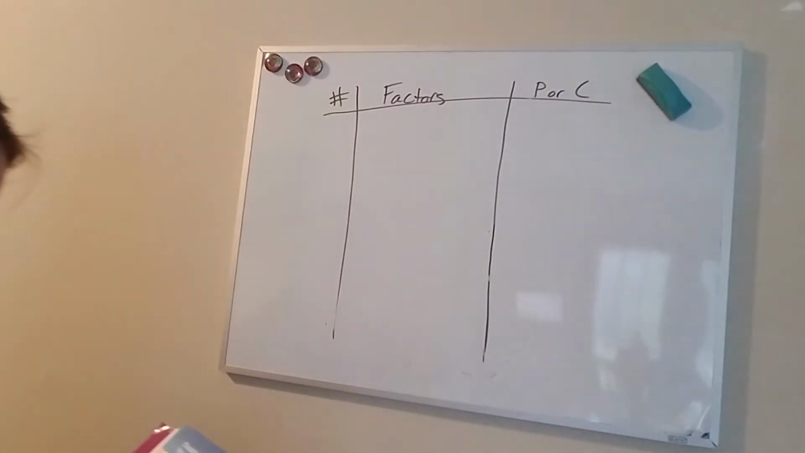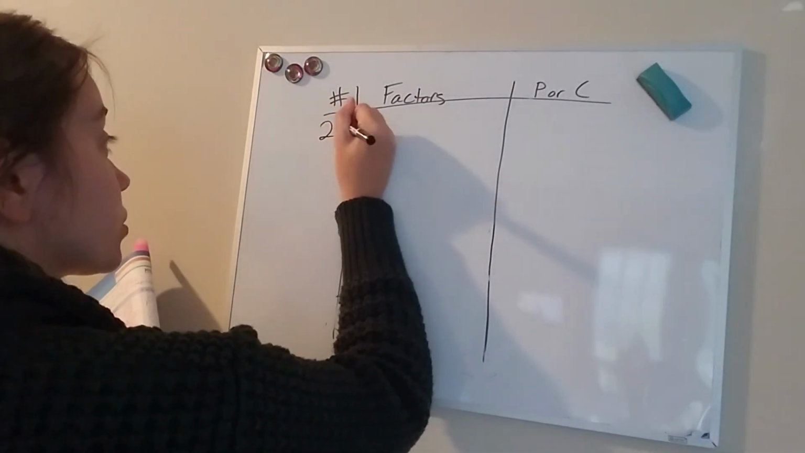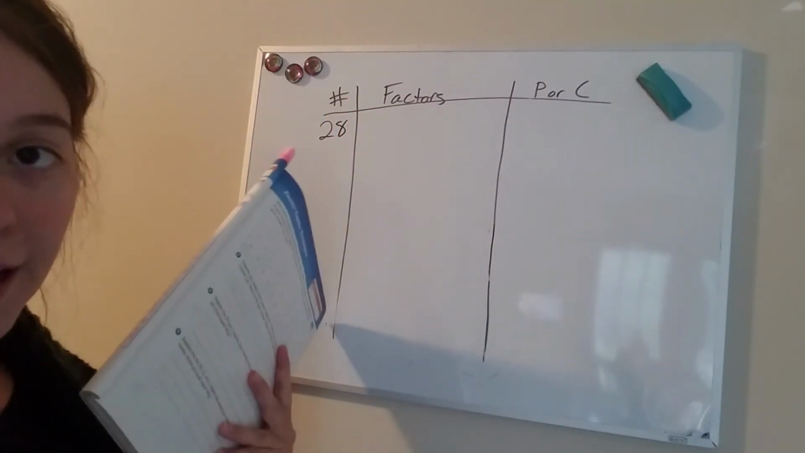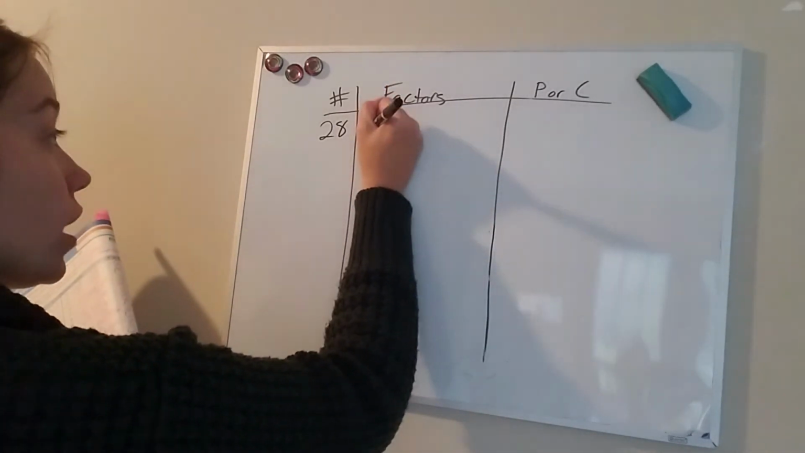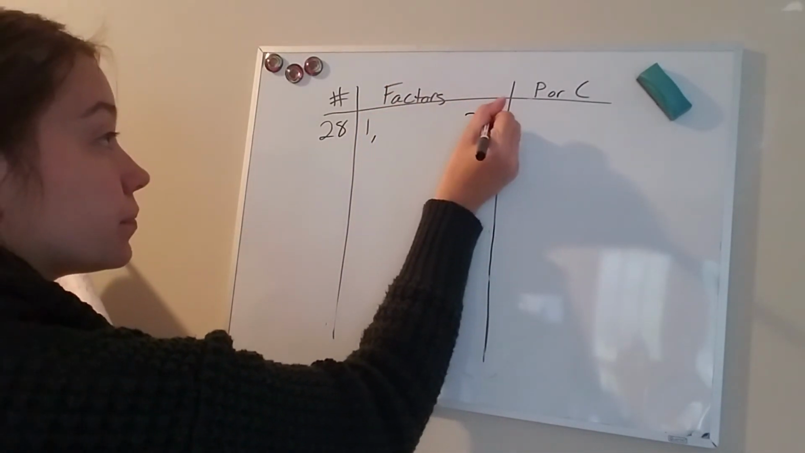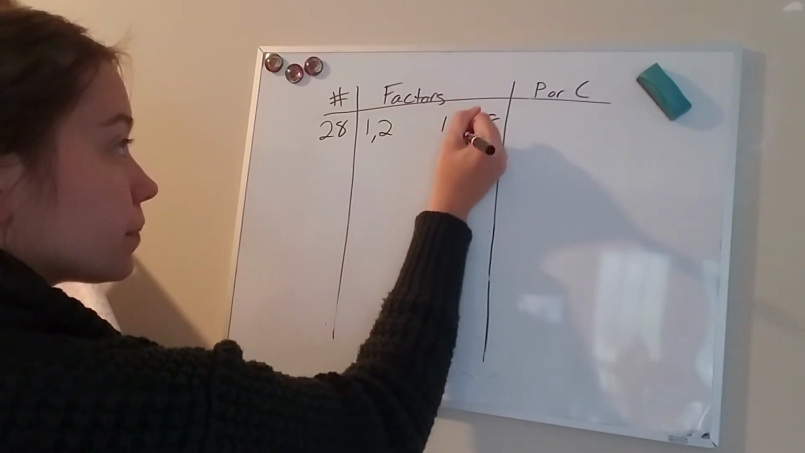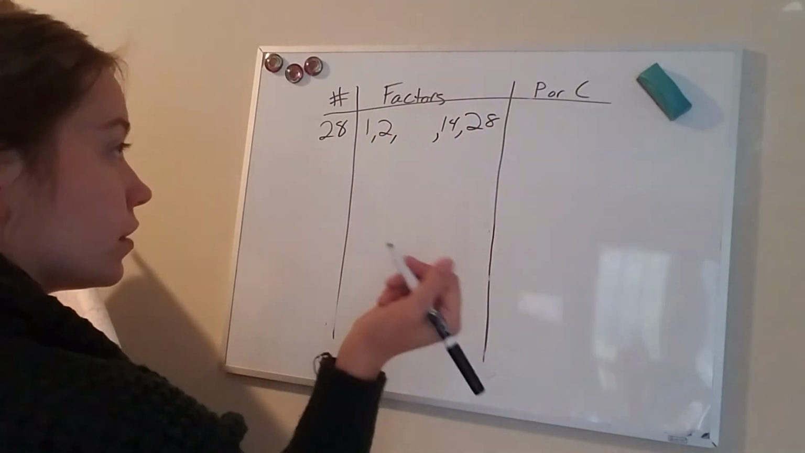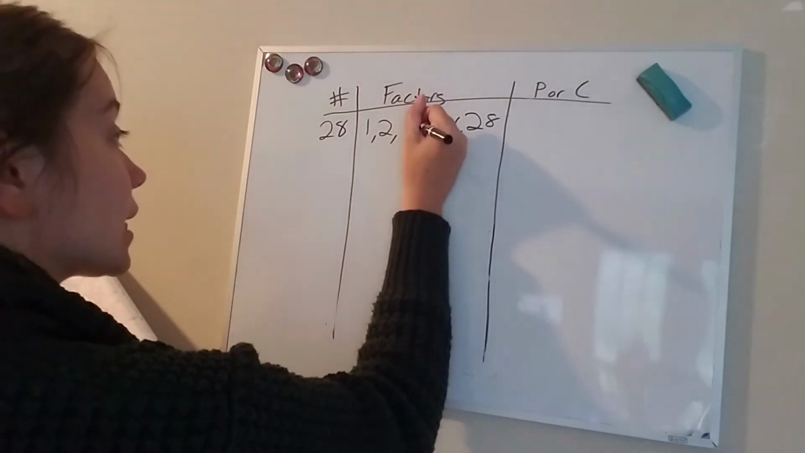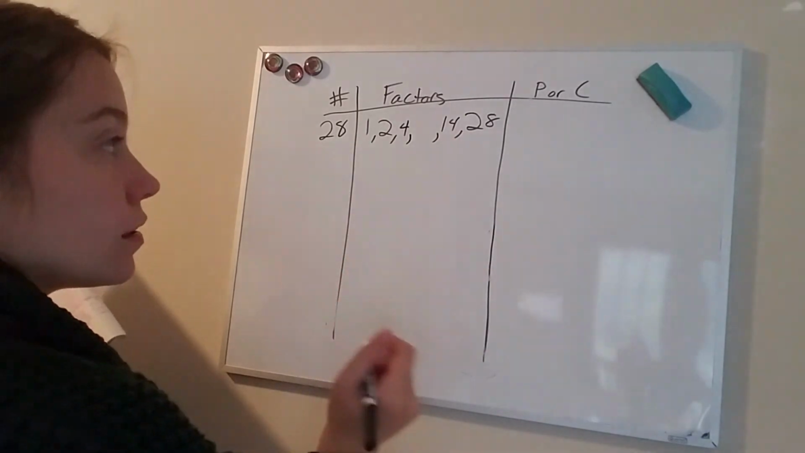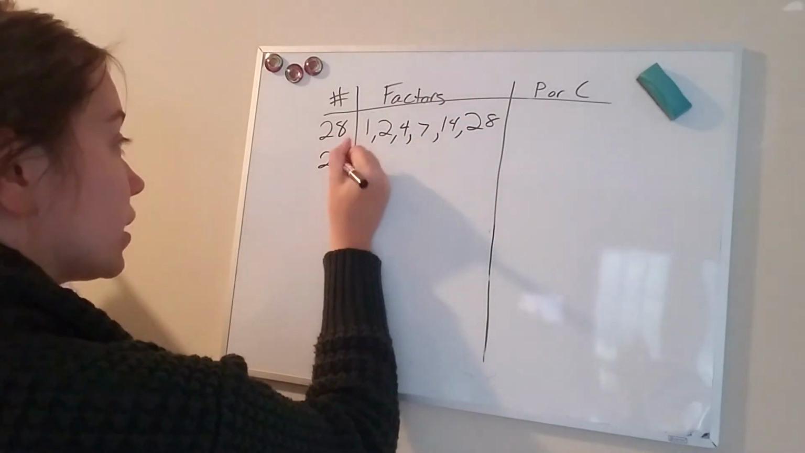Okay, we are almost done with our chart. Let's do this. We have 28. I know it's just a lot of numbers and a lot of factoring, but we got this, okay? 28. We have 1 and 28. Then 2 times what? 2 times 14. Okay. Then we have 4 times what gets me 28? 4 times 7.